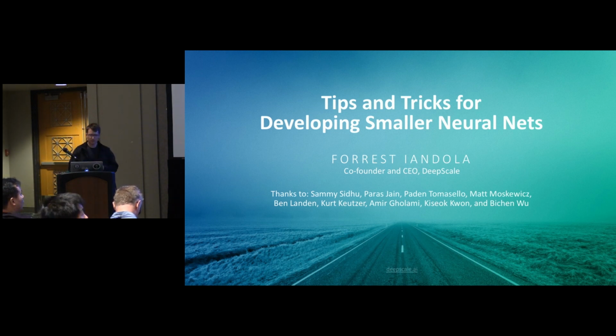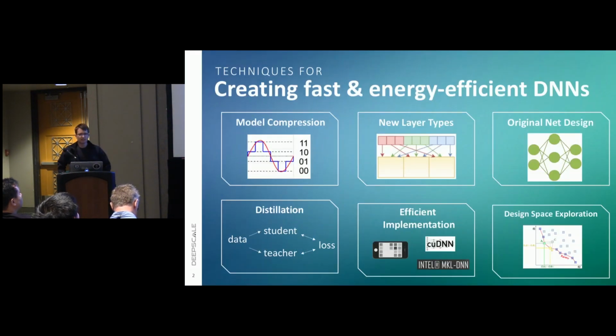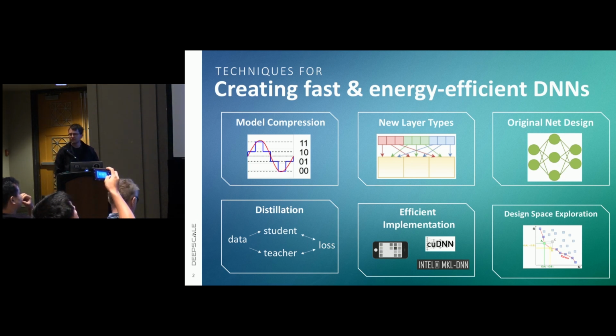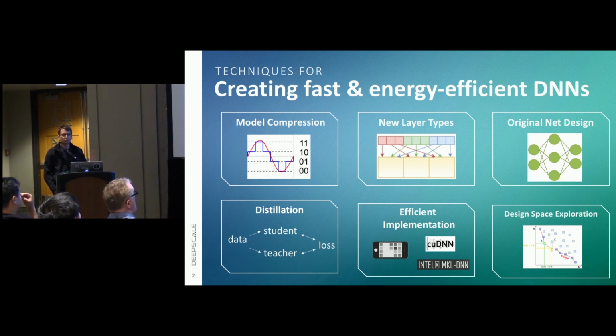This presentation is going to be about tips and tricks for developing smaller neural networks. And just to level set what I mean by that, let me go through some of the key techniques that are used to make neural nets faster and more energy efficient, and then point out the thing that we're going to be focusing on for the next little bit here. So we've got model compression. That includes a broad array of things, most popularly things like quantizing the network to fewer bits, pruning it, and things like that. Developing new layer types.